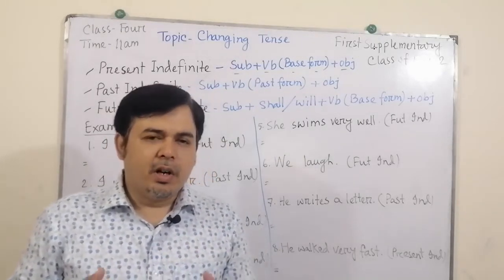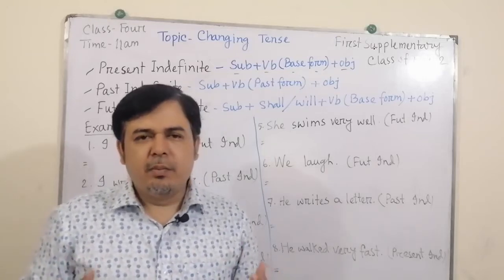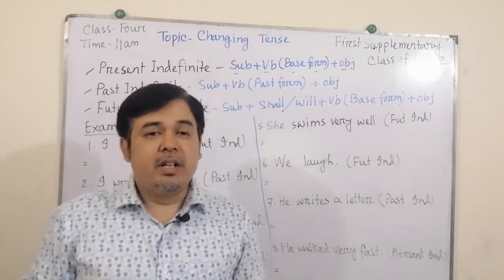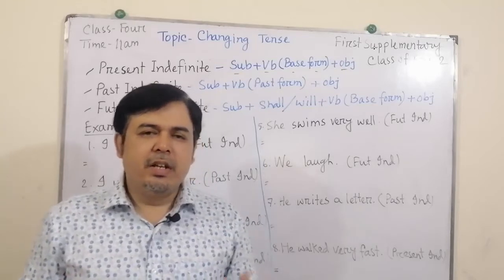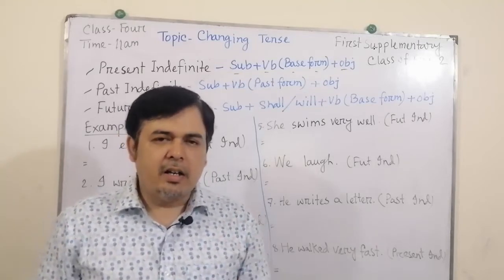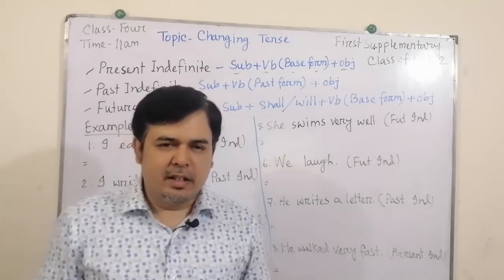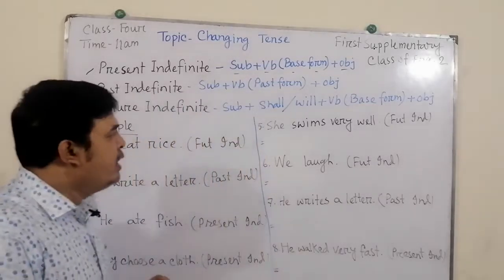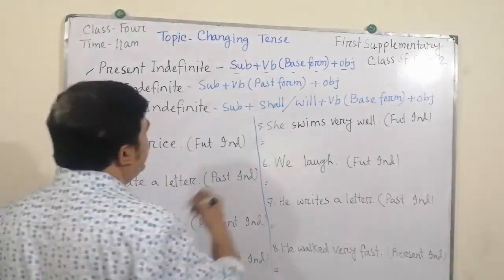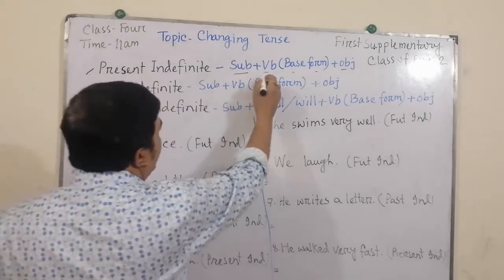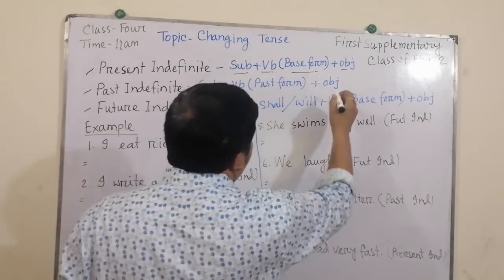Okay, you think it's very easy. It's easy really, but it's not that much easy that if you don't learn it by heart, you will be able to do that easily. It's not that much easy. So what should we do? We should take subject, verb, base form, okay, and object.